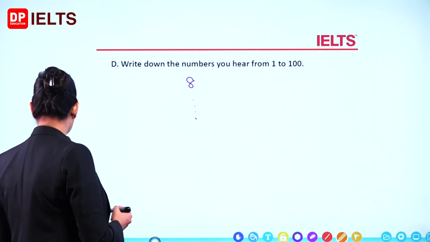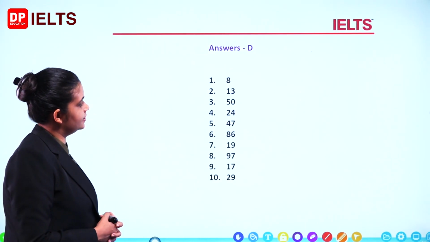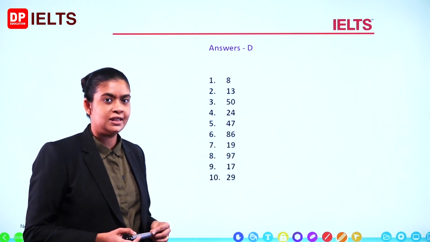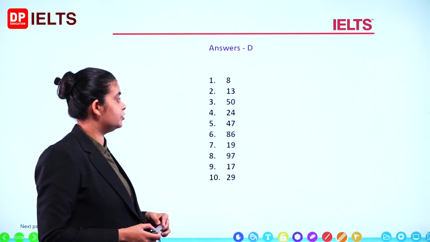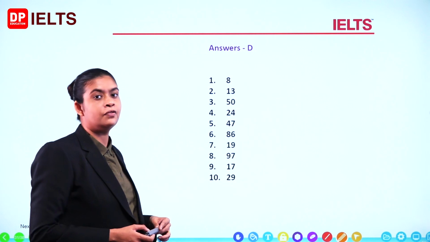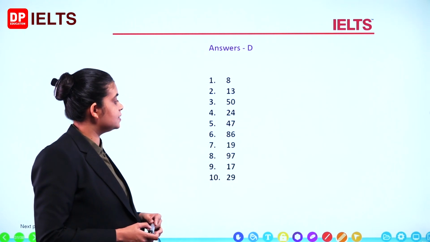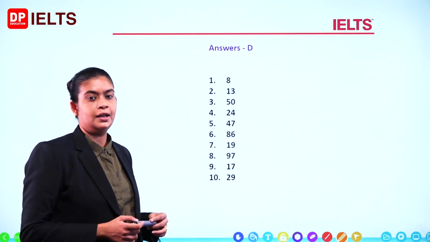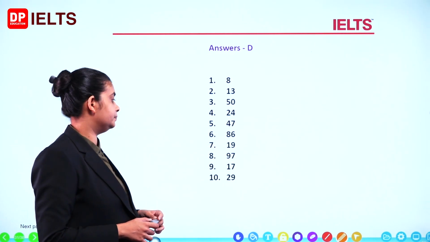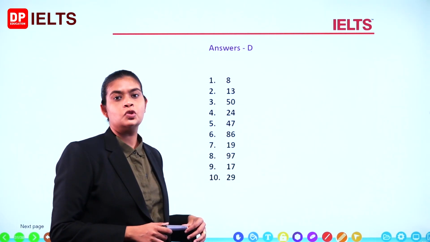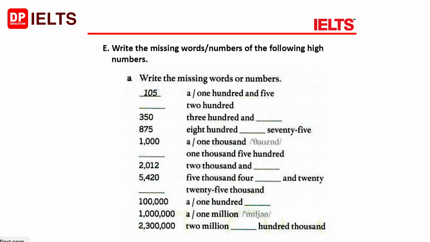Right, okay, so let's have a look if you've got these answers. Number 1, 8. Number 2, 13. Number 3, 50. Number 4, 24. Number 5, 47. Number 6, 86. Number 7, 19. Number 8, 97. Number 9, 17. Number 10, 29. Right, okay. Let's have a look at the next activity.